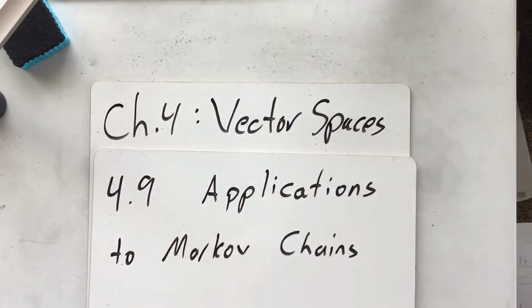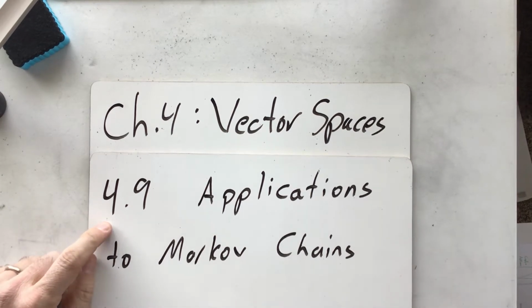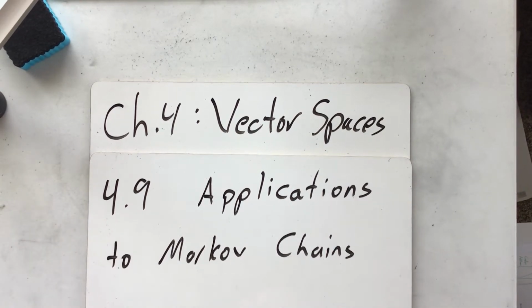It's time for chapter 4 in linear algebra, and chapter 4 covers the idea of vector spaces. We are not going to spend a lot of time in chapter 4. In fact, I'm only going to cover one section in chapter 4 in detail, and that's 4.9, applications to Markov chains.